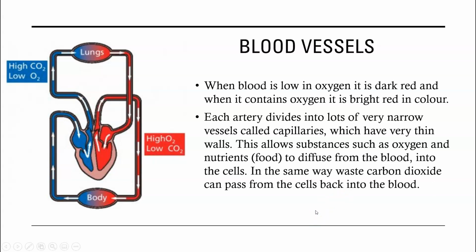Each artery divides into lots of very small narrow vessels called capillaries, which have very thin walls. This allows substances such as oxygen and nutrients to diffuse from the blood into the cells. So it passes from the blood into the cells through the walls, diffusion. In the same way, waste carbon dioxide can pass from the cells back into the blood. So again, pause that there, lads, and get that down. We already have that drawn.